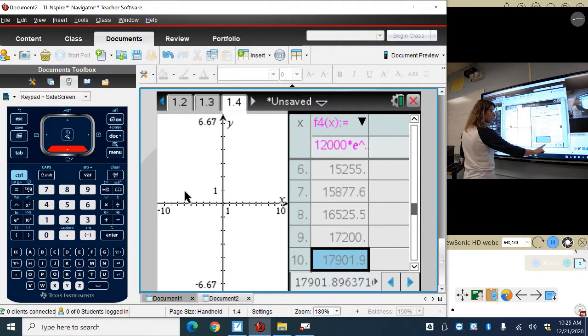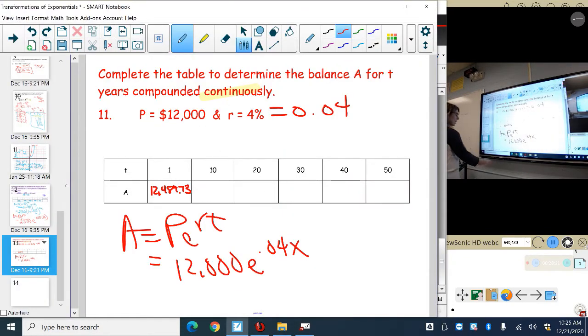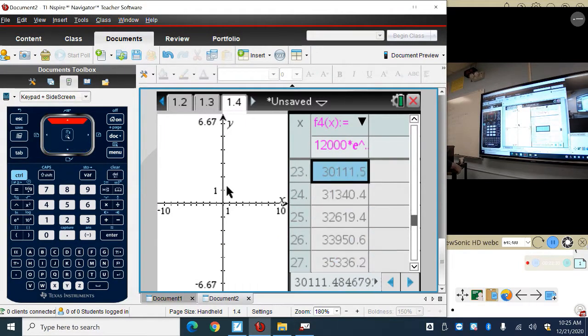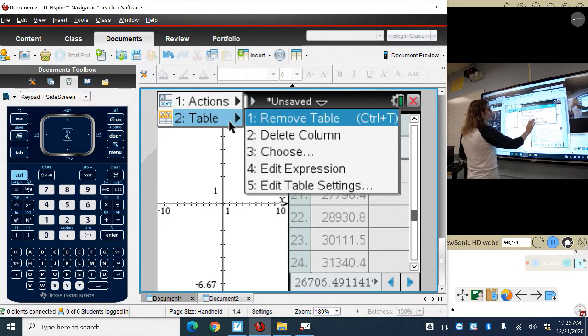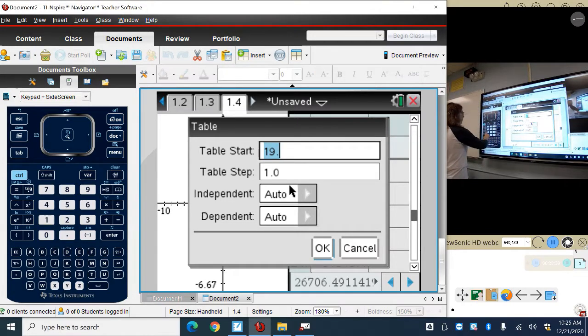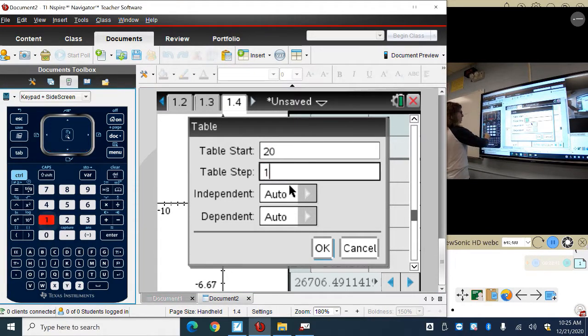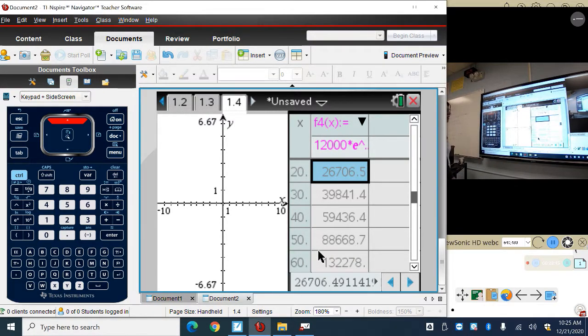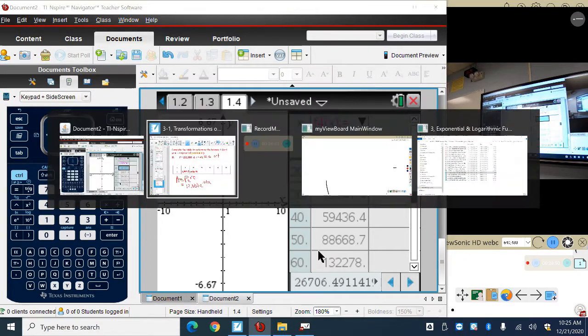17,901.90, because I'm rounding to the nearest cent. Now, I can keep scrolling and do the 20 then. Or I could go to menu, table, and you can change your table settings to have it start at 20 and go by steps of 10. And hit OK, and it'll give you the 20, 30, 40, 50, 60, and you can have them all there. Okay? And that is super duper helpful for that.